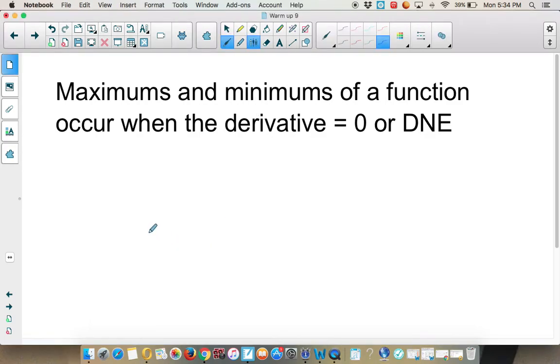All right, this is going to be one of those phrases that you're going to hear over and over and over again, and that's the max and mins of a function will occur when the derivative equals 0 or does not exist. Right now, we're going to deal with the derivative equal to 0.